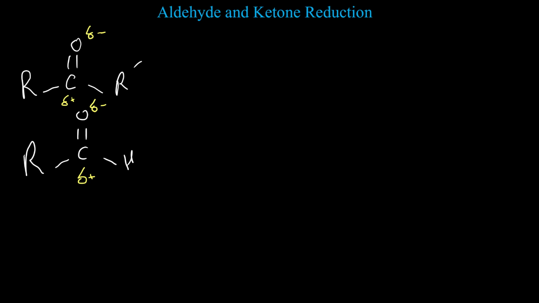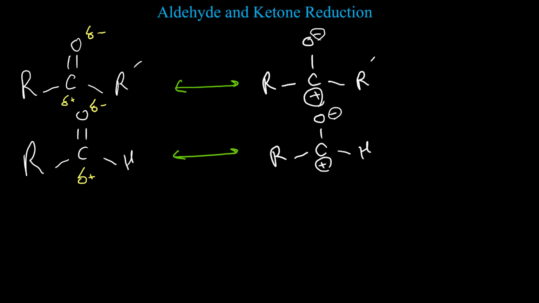We can rewrite the structure as a resonance form in this way and put a single bond between carbon and oxygen, and then oxygen has a negative charge and carbon has a positive charge. So this positive carbon in aldehyde and ketone is a good site for addition of a nucleophile. We are able to use a nucleophile that can reduce our structure, like negative hydrogen or hydride ions. There are different reagents that can produce negative hydrogen for us.